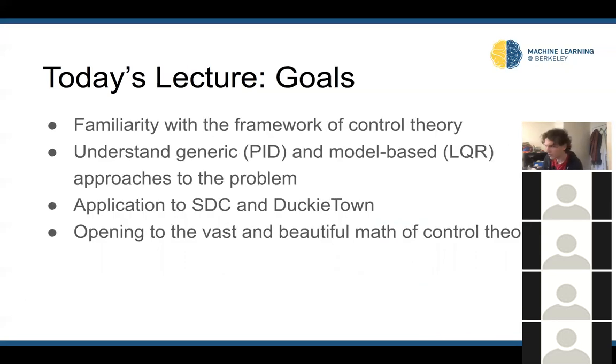And my goals for today's lecture are to get you familiar with the framework of what control theory is and understand two algorithms that we're going to look at, PID and LQR, which are different approaches to the problem. We're going to apply this to self-driving cars in Duckietown, and I want to show you what the math of control theory can look like. It's a huge field, and I think it's super cool. And I've definitely spent a lot of time in the rabbit hole of looking up control theory things. Although the math itself is not going to be critical for our work, it's just cool in its own right. So if you're curious, I can send you more stuff and you can look into it. So don't worry if some of the technical math stuff doesn't catch.